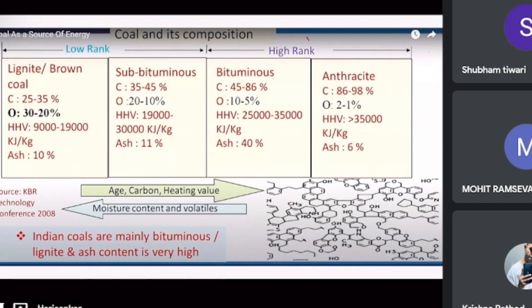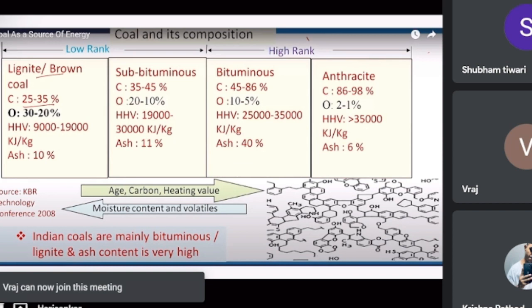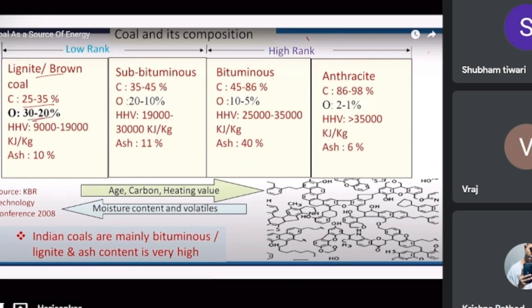This table shows the elemental composition and the calorific value of these coals. As you can see, lignite or even peat usually have a very low carbon content, varying from 25 to 35%, and a very high oxygen content, varying from 20 to 30%. Because of this, they even have 10% ash content. And because of this high oxygen content, the calorific value is usually less than 20,000 kilojoules per kilogram, or less than 20 megajoules per kilogram. 1,000 kilojoules is basically a megajoule.